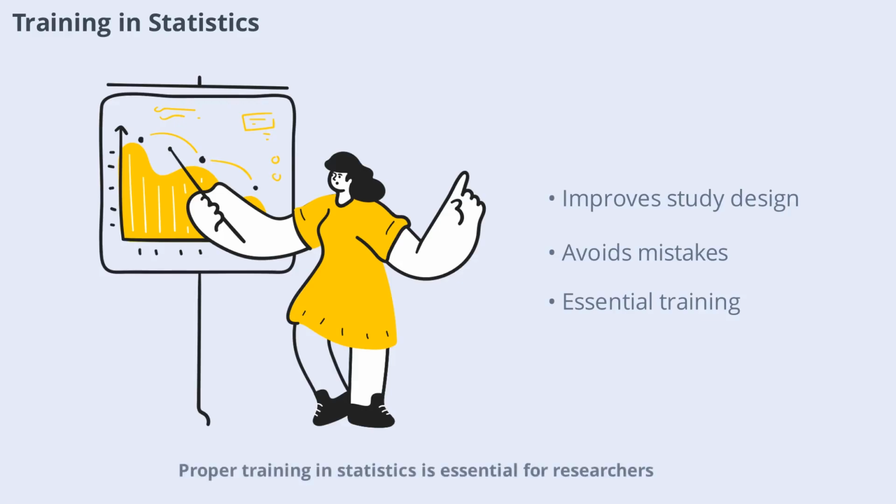Proper training in statistics is essential for researchers. Understanding statistical concepts helps scientists design better studies, analyze data correctly, and avoid common mistakes. Education in statistics is a key part of scientific training.